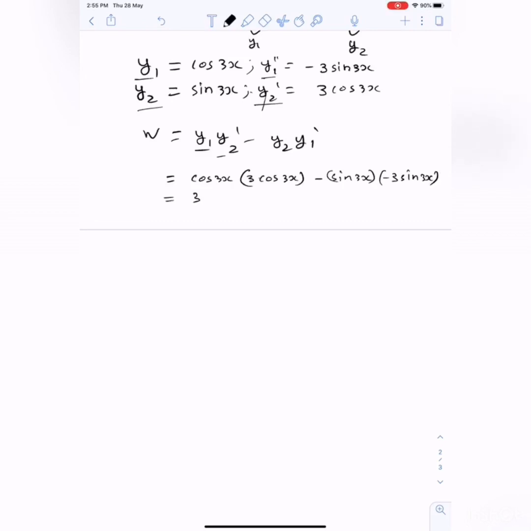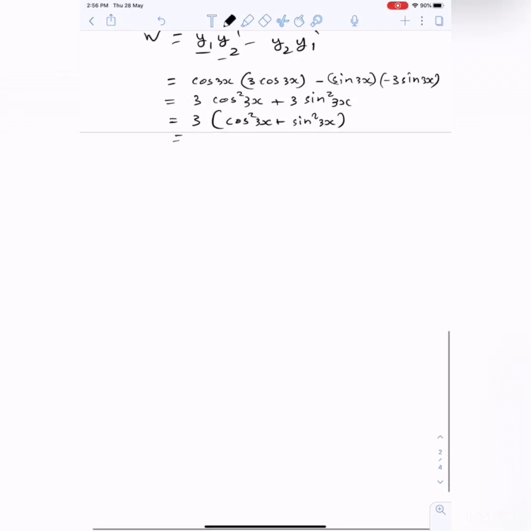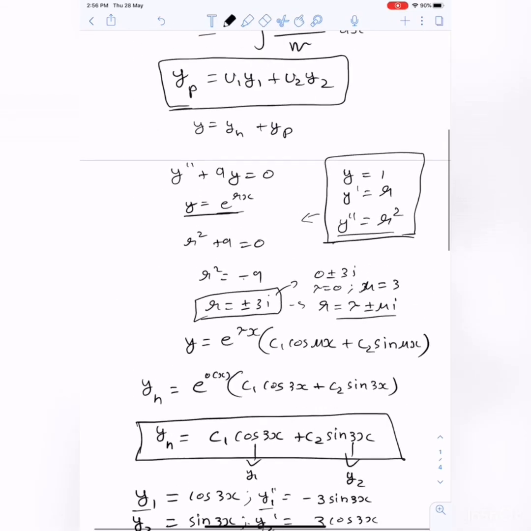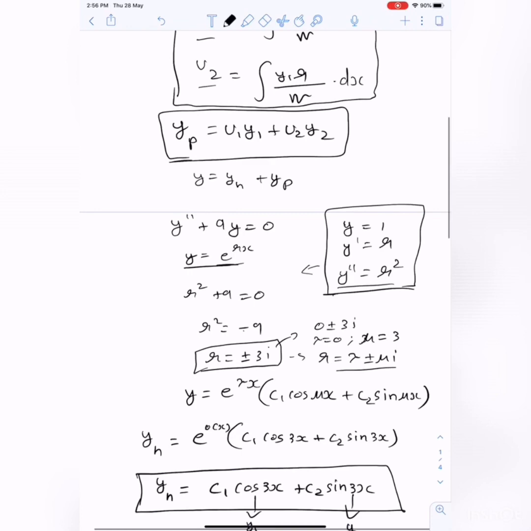This would mean 3 cos square 3x plus 3 sin square 3x. Taking 3 common, we would get cos square 3x plus sin square 3x inside. So we know this would equate to 1. So our Wronskian is just 3. So we have found our Wronskian. Now let's use our Wronskian to find our u1 and u2. So u1 and u2 are given by this formula right here. So let's use that to solve our equation.